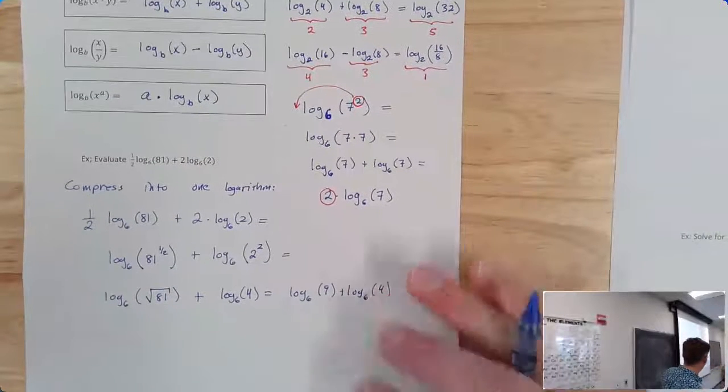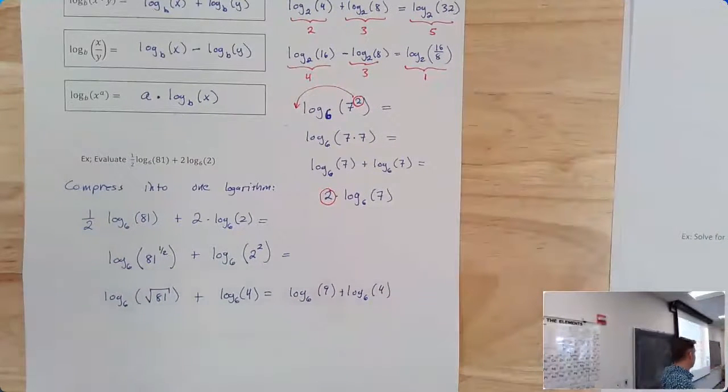And once again, we probably don't know what those things are. I don't know what log base 6 of 9 is. I don't know what log base 6 of 4 is. 6 to some power is equal to 9. It's some weird, irrational number that goes on forever and ever.